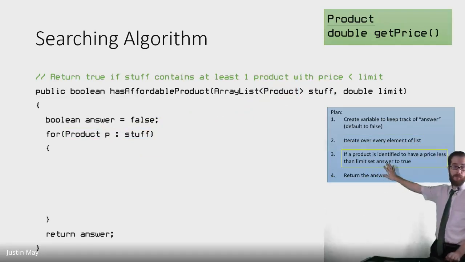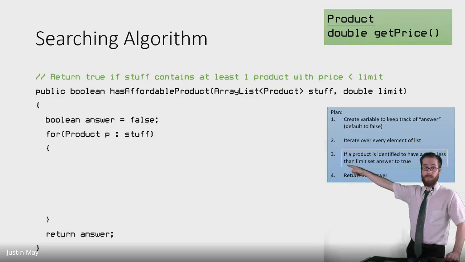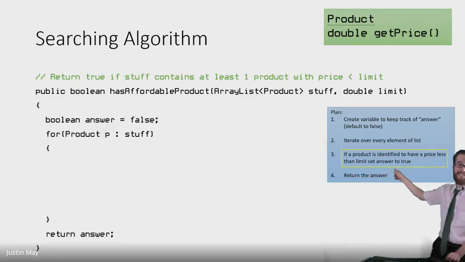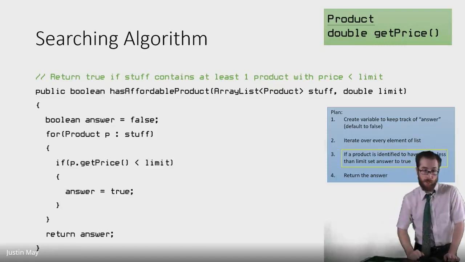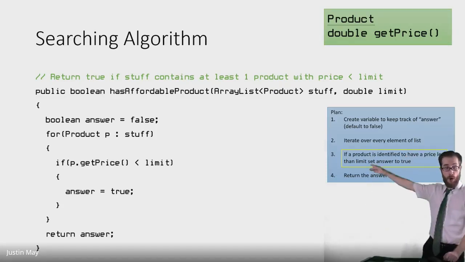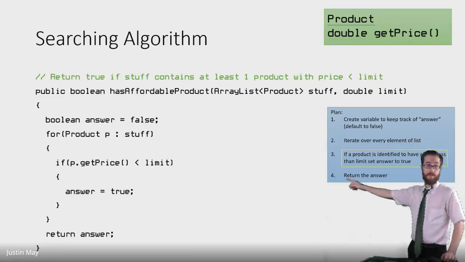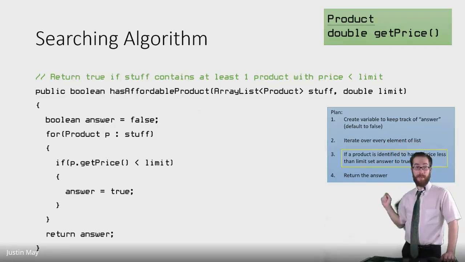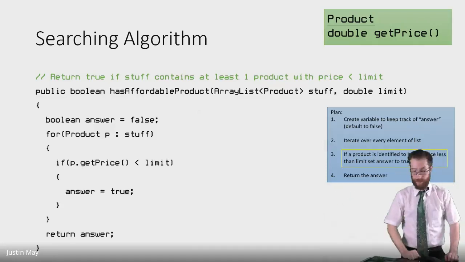So now we have to actually do something within that loop. What we're doing is checking if the product, p, this is the product we're looking at, is identified to have a price less than the limit. So we're going to use an if statement. If we're checking something, we're using an if statement. We're checking if the price of p, so I call the getPrice method, p.getPrice, is it less than limit? If it is less than limit, then I change my answer to true. That's it. That's the whole thing.